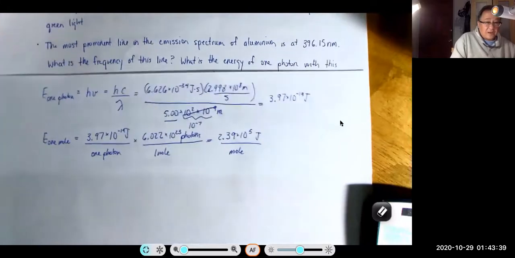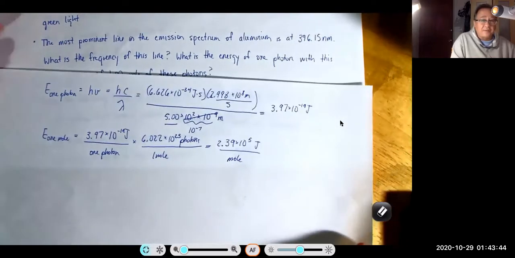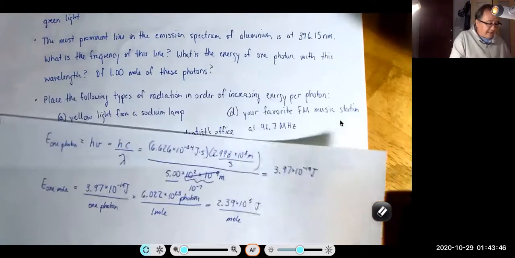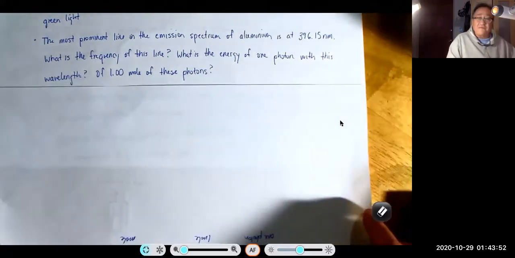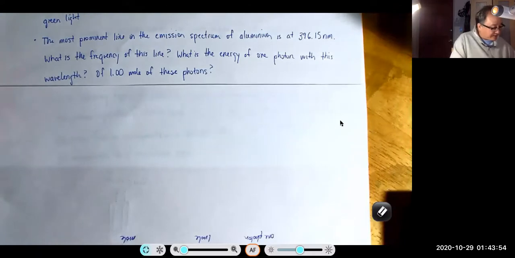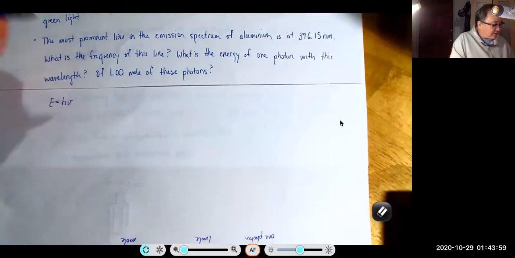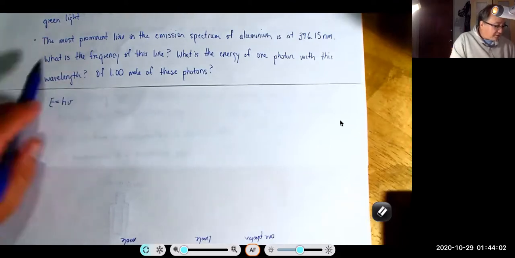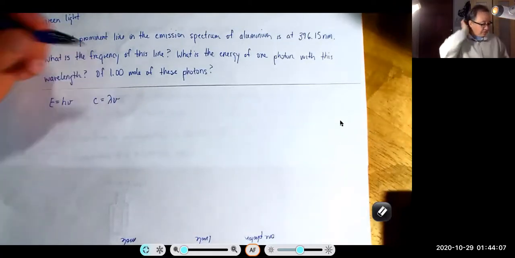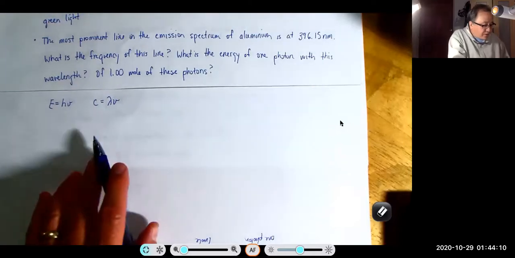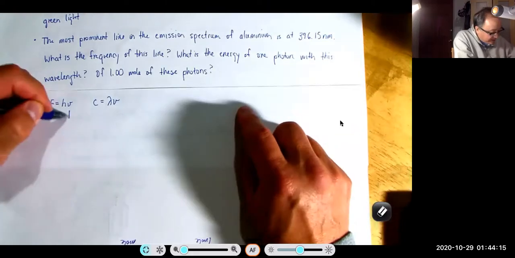Let's look at this next problem. The most prominent line in the emission spectrum of aluminum is at 396.15 nanometers. What is the frequency of this line? So we have E is equal to h nu. And we also have c is equal to lambda nu. So which equation do we want to use to figure out the frequency of this line? Because we have frequency here and here.